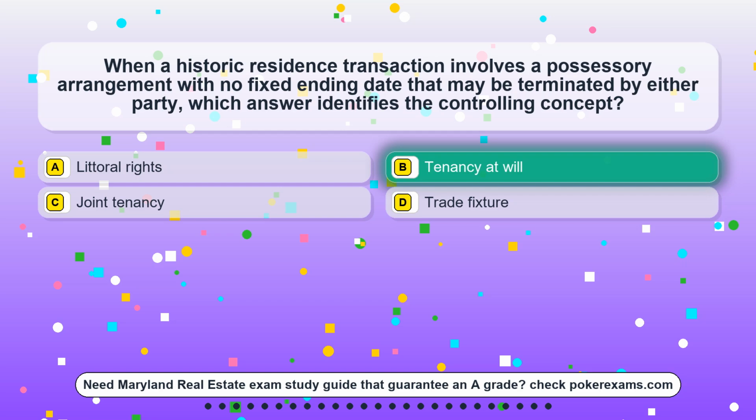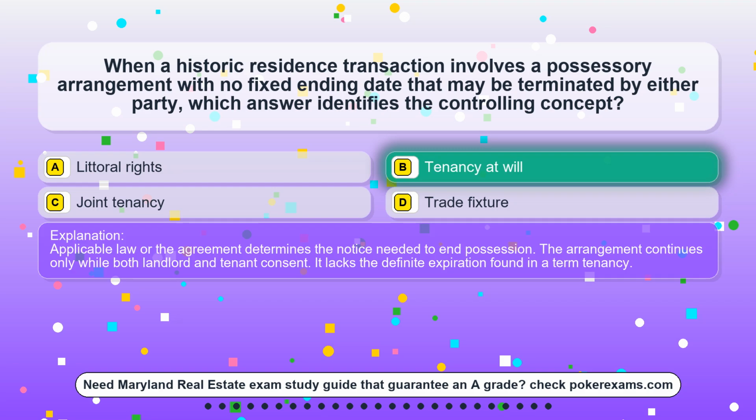The correct answer is option B, tenancy at will. Applicable law or the agreement determines the notice needed to end possession. The arrangement continues only while both landlord and tenant consent. It lacks the definite expiration found in a term tenancy.